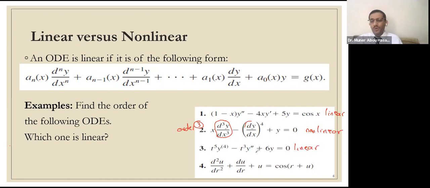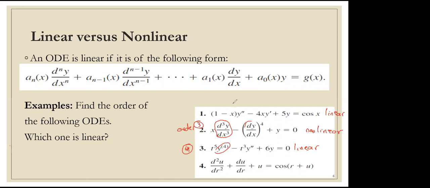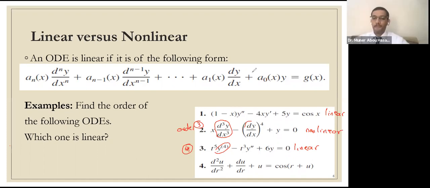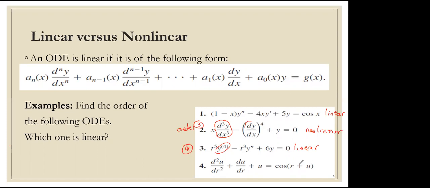What about the order of this differential equation? 4. Yes, 4, because the highest derivative, which is this one, is 4. Last equation. Who can help to check the linearity of the last equation, linear or non-linear? Linear. Who is speaking? Yusuf. You found it to be linear.